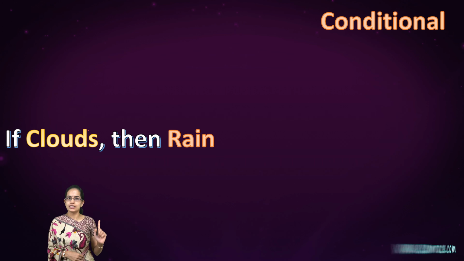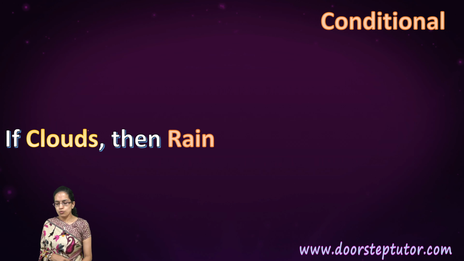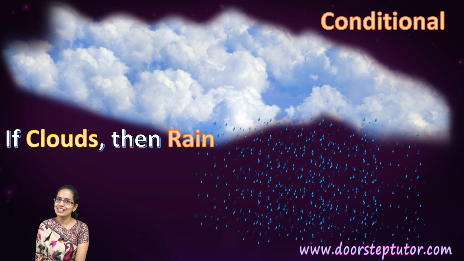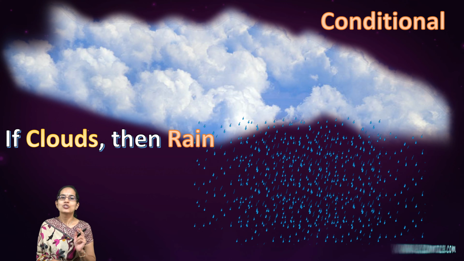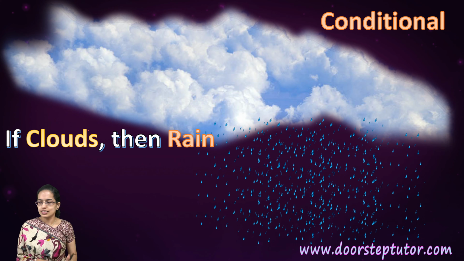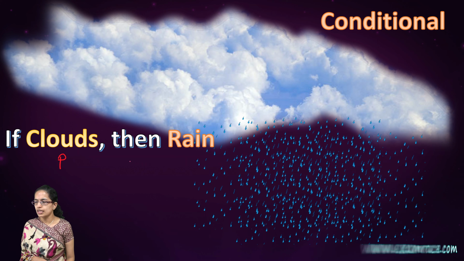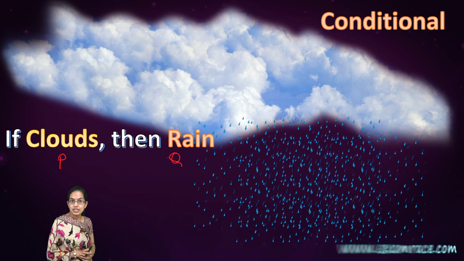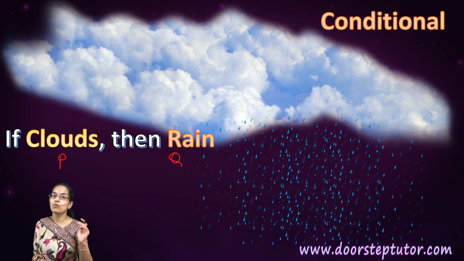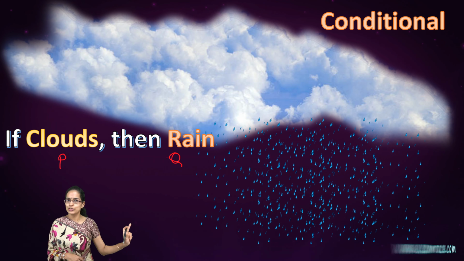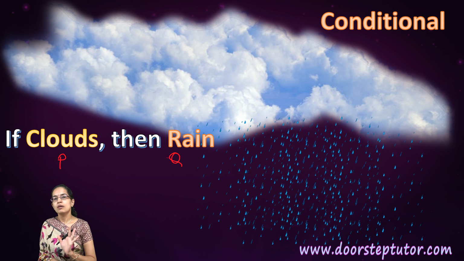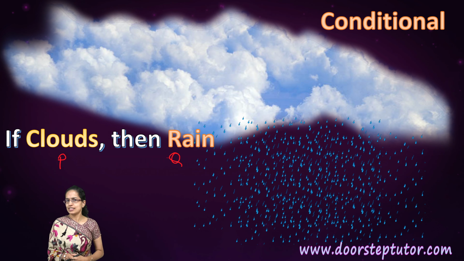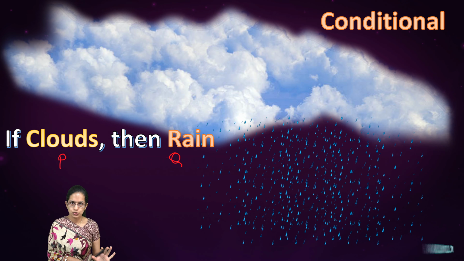So we take the first example, the conditional statement. I say if clouds, then definitely there is rain. This is a conditional statement where clouds is P and rain is Q. Now this is true. So if this is true, what would be true? The contrapositive would be true, which we will understand in a while. But before we go to the contrapositive, let's move one by one. So this was my conditional statement, or the statement we usually say.